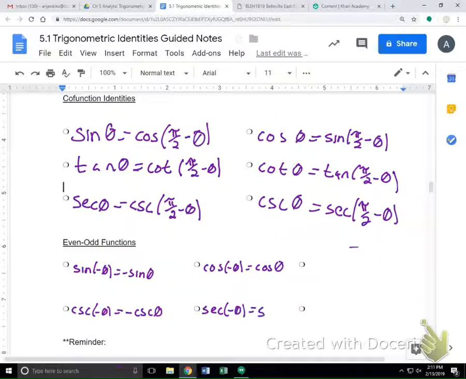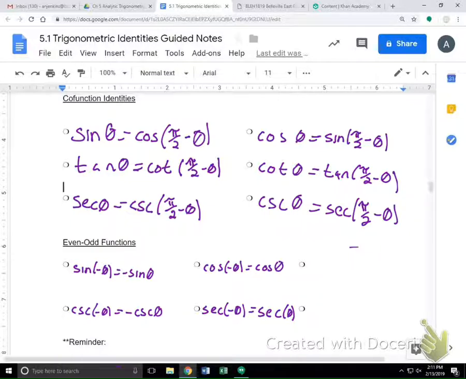Why is it not negative? It's not negative because if you remember, that's an even function. So when the negative comes out front, those are the ones that are odd. Secant and cosine are the same for both, because they're reciprocal functions.